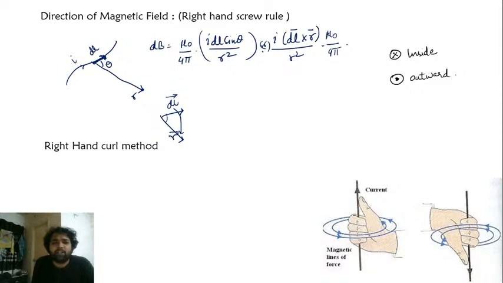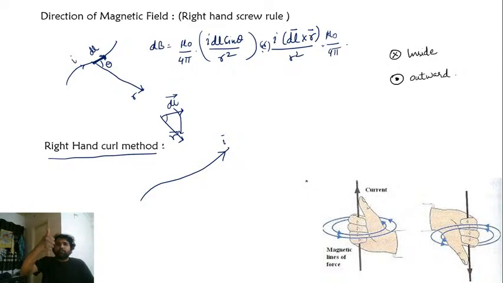So the best way to do it is using the right hand curl method. This is a revolutionary method, a really simple method. With it you can calculate any direction of magnetic field. What you will do is, wherever the direction of current is flowing, you put your thumb up and curl your hand this way, such that the direction of current is shown by the thumb.